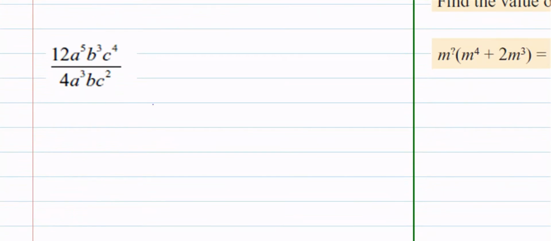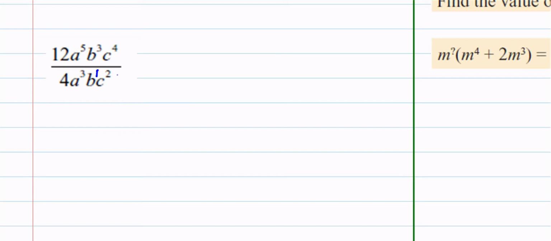Let's look at this one here. Okay, 12a to the fifth power b cubed c to the fourth over 4a cubed b c squared. That b in the denominator is b to the first power, right? If you want to, you can write in a 1. It's implied, but if you want that written there, a 1 on the exponent on the variable, to help you remember the rule correctly, it's fine. You can put it in there.